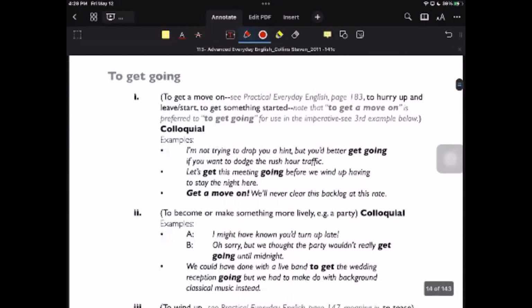That's cool. To get going. I gotta get going. So to move on, just gotta move on. Okay, so to hurry up and leave or start, to get something started. So it's a collocation as well. All right, so I'm not trying to drop you a hint, but you'd better get going. You better leave if you want to dodge the rush hour traffic.